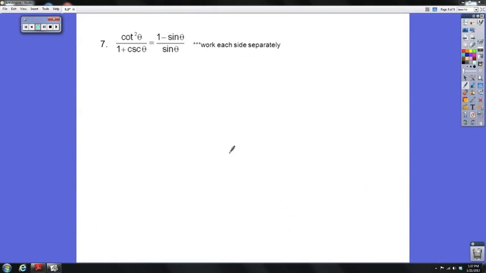Okay, ready for the last one here. This one, both sides look pretty complicated, so we are actually going to have to work on both sides. We are going to work on the left, and we are going to work on the right and see if somehow we can make the left side equal the right side.